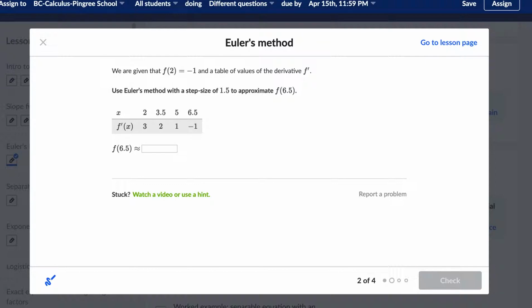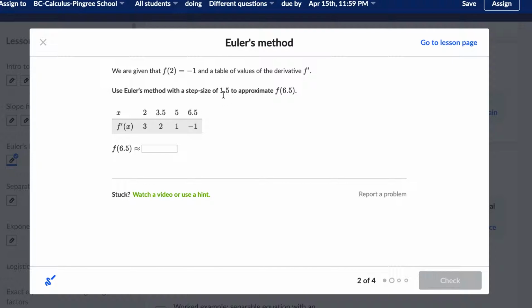Hey there, everybody. I am going to try to do a quick Euler's method how-to video. They take several different styles, and this is one of them. We are trying to make a prediction as to where this function will be at f of 6.5. And if you look at this, they're just changing things up a bit to keep you sharp.